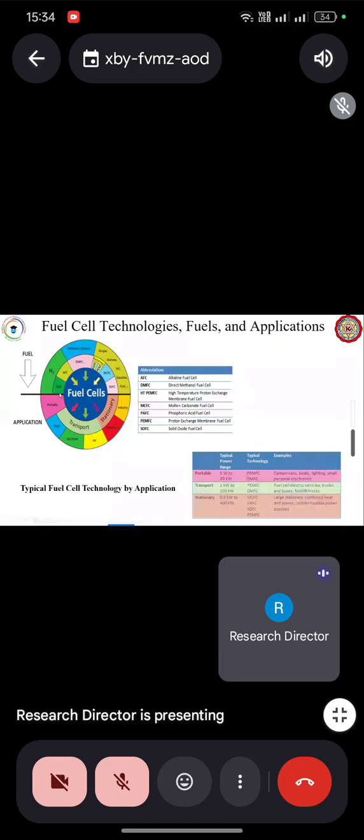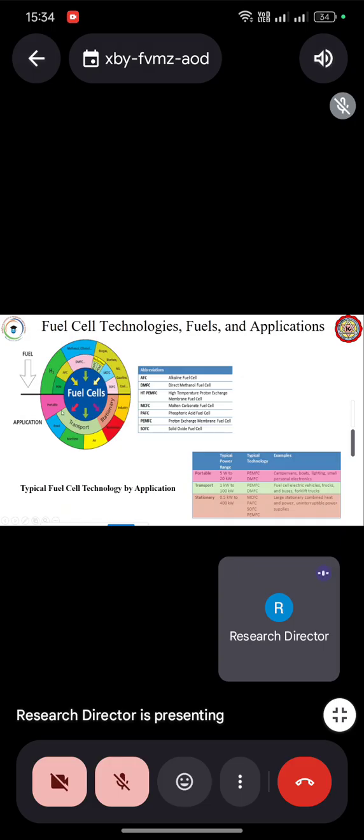So, types of fuel cell: AFC, alkaline fuel cell; DMFC, direct methanol fuel cell; HT-PEMFC, high temperature proton exchange membrane fuel cell; MCFC, molten carbonate fuel cell; PAFC, phosphoric acid fuel cell; PEMFC, proton exchange membrane fuel cell; SOFC, solid oxide fuel cell. These are the classification of fuel cells.